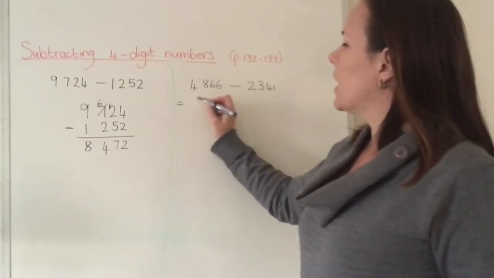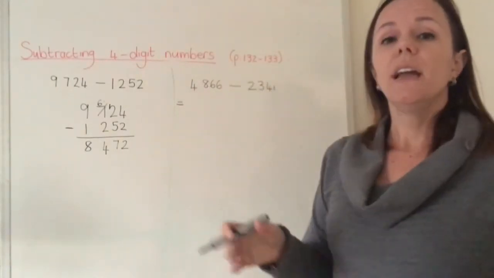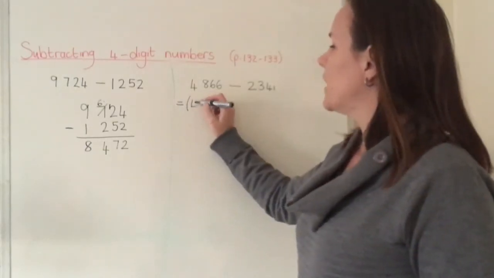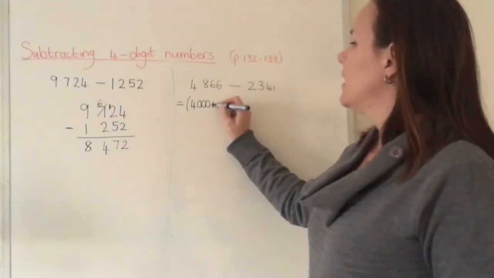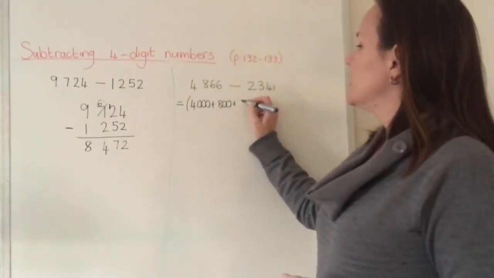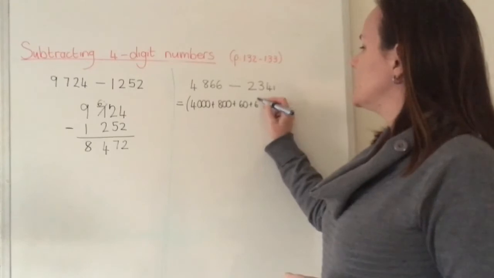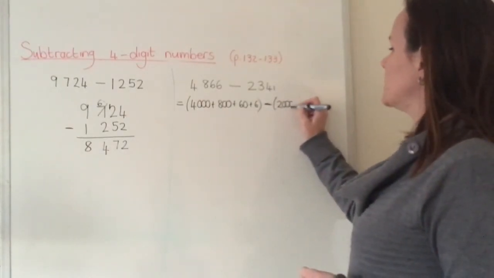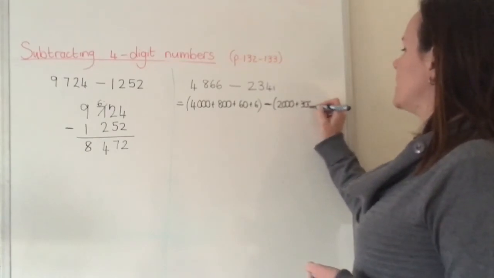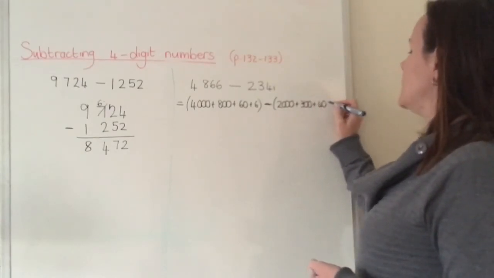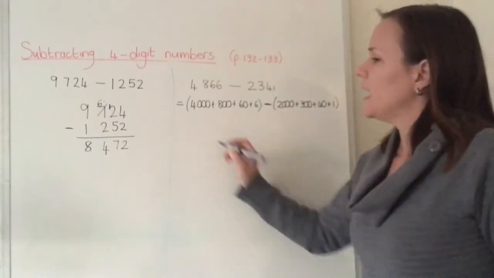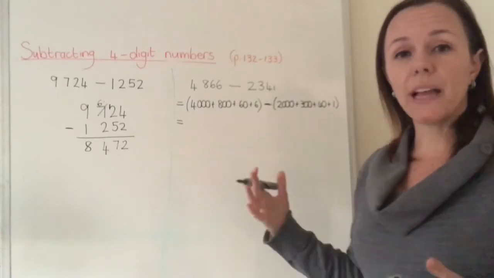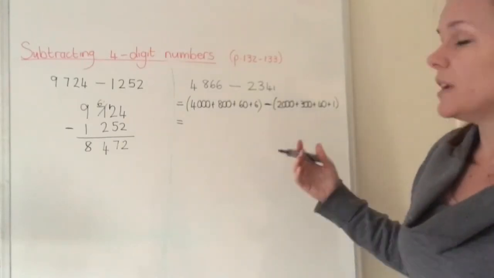Next we're going to do the breakup method. So again, we're going to break up both of these numbers into thousands, hundreds, tens, and units. So my first one is 4,000, 8 hundreds, 6 tens, and 6 units, minus 2 thousands, 3 hundreds, 4 tens, and 1 unit.